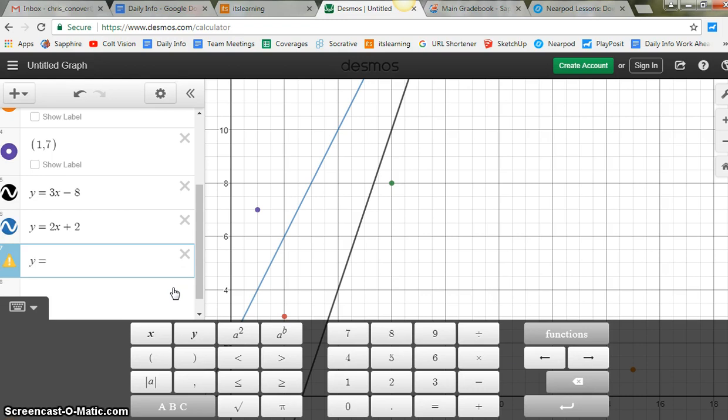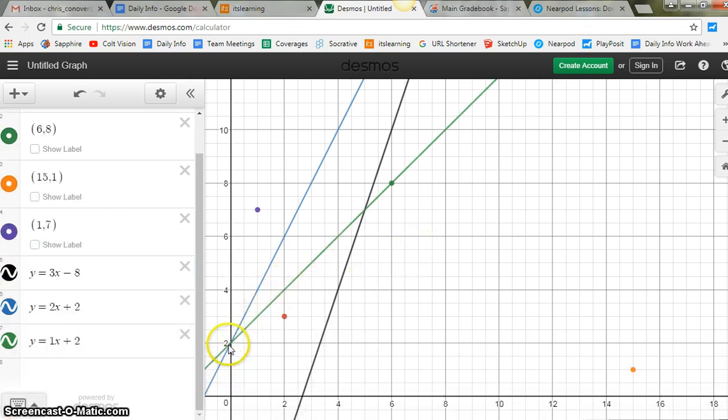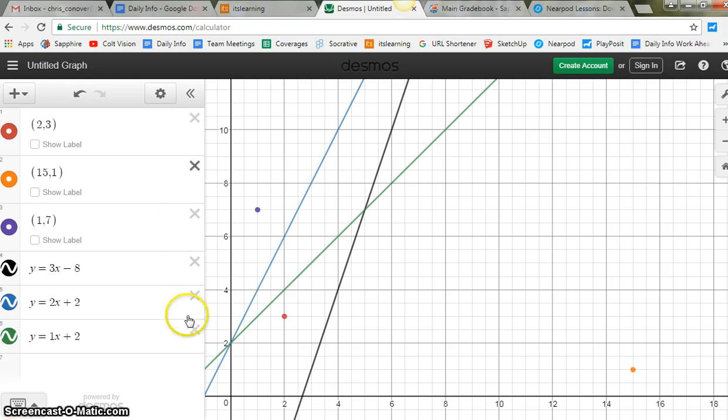y equals 1x plus a starting value of 2. So the green one was theirs, and there's their starting value going up by a slope of 1, and it hits another one of my ships. It hits 6, 8. If I click on it, that point shows up. So I'm going to take that ship off my screen. It's sunk. I'm going to take away their equation so I don't get it confused with mine. I just want to leave my equations up so I know what points I potentially try to shoot at.